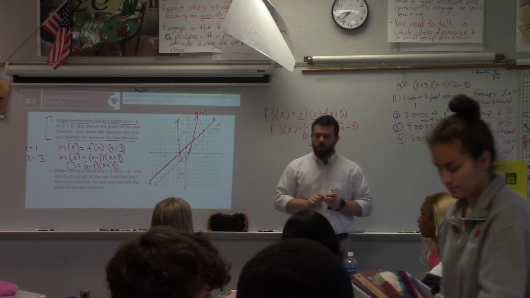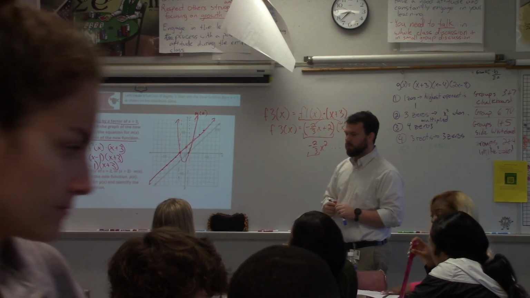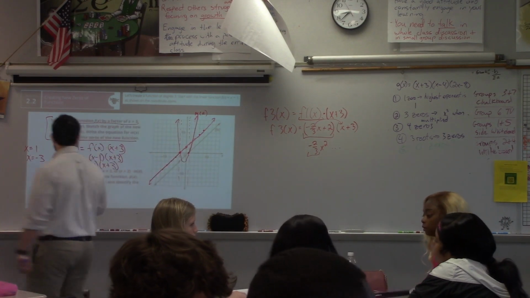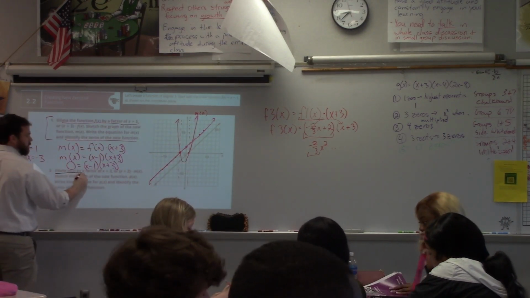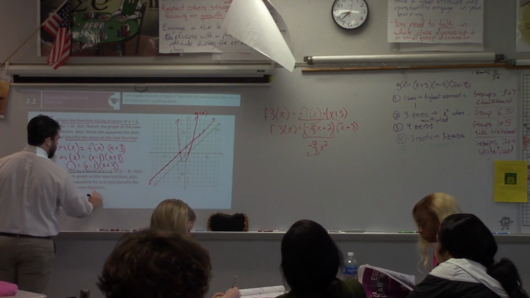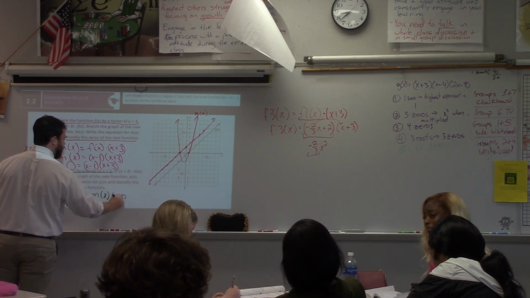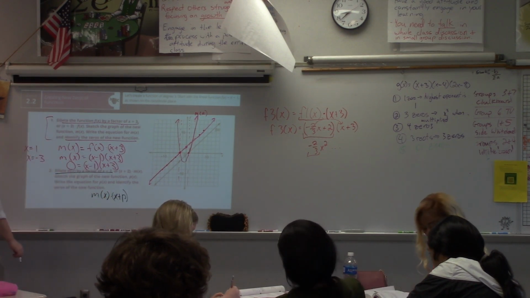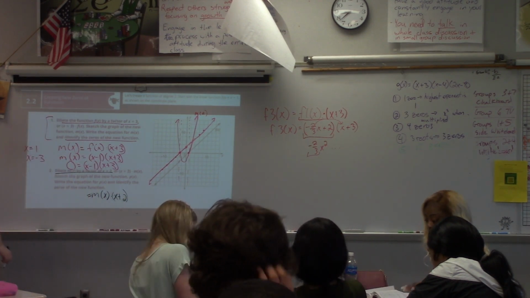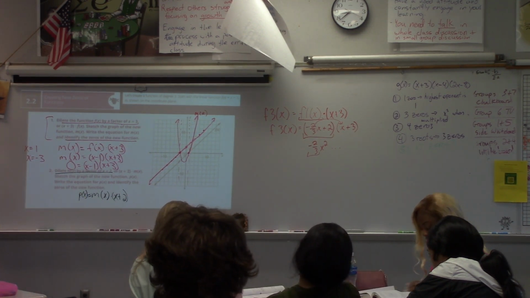Then for number 2, it asks us to do what to m of x? What are we doing to m of x? Dilating it, so multiplying m of x by x plus 2. And what function is that giving us? Oh, I didn't put a p there. Oh, I know why. What function does that give us? P of x. Okay. Now.